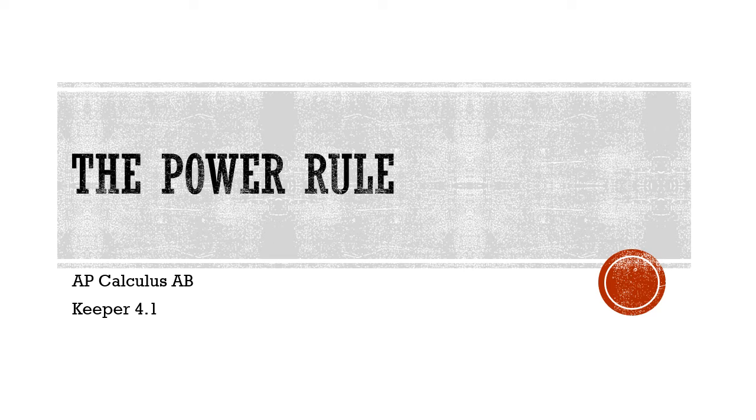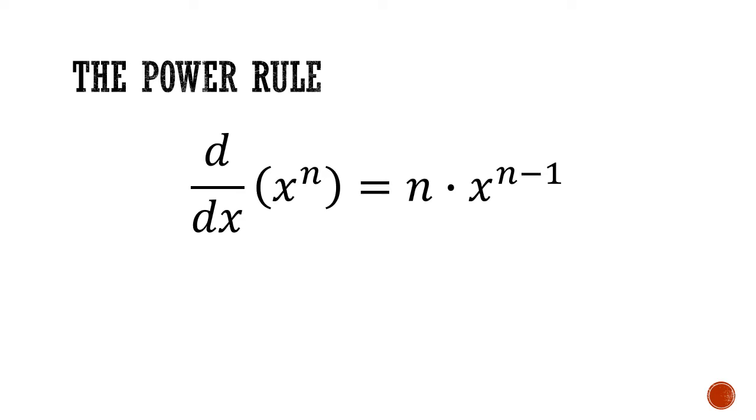This is the beginning of Unit 4, Derivative Rules, and this is Keeper 4.1, the power rule. This is the power rule. This is your definition or your formula.